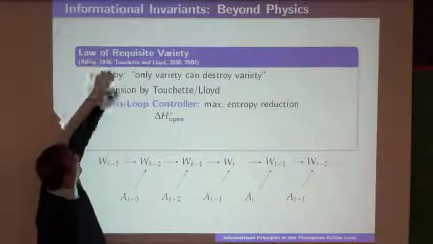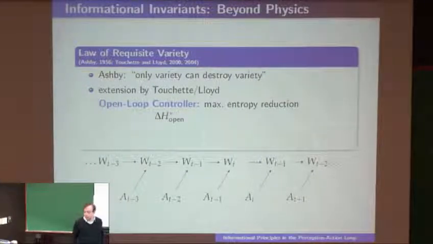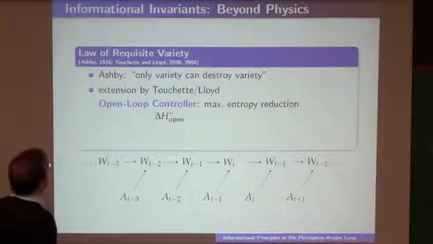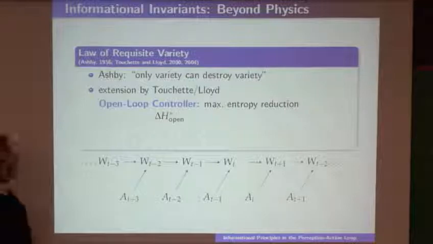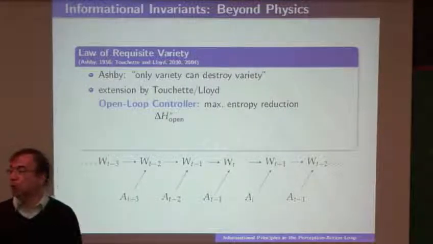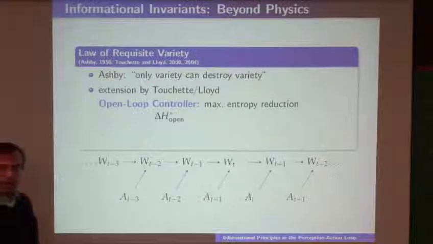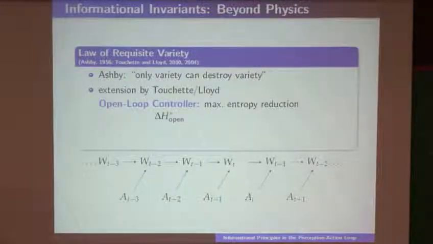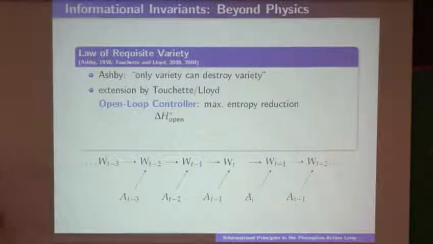But we still have things, and one of the first people actually to think about that was very early. He was an early cyberneticist, Ashby. And he basically has a statement, only variety can destroy variety. So you need variety in your action potential to destroy variability in the environment, to suck out entropy. I will come to a more concrete example very soon, but I first want to mention the extension by Touchette and Lloyd.